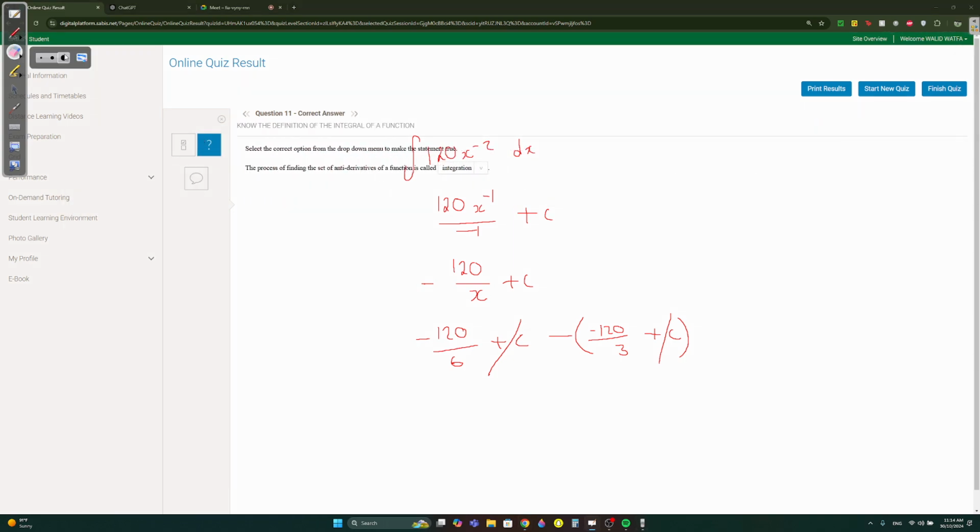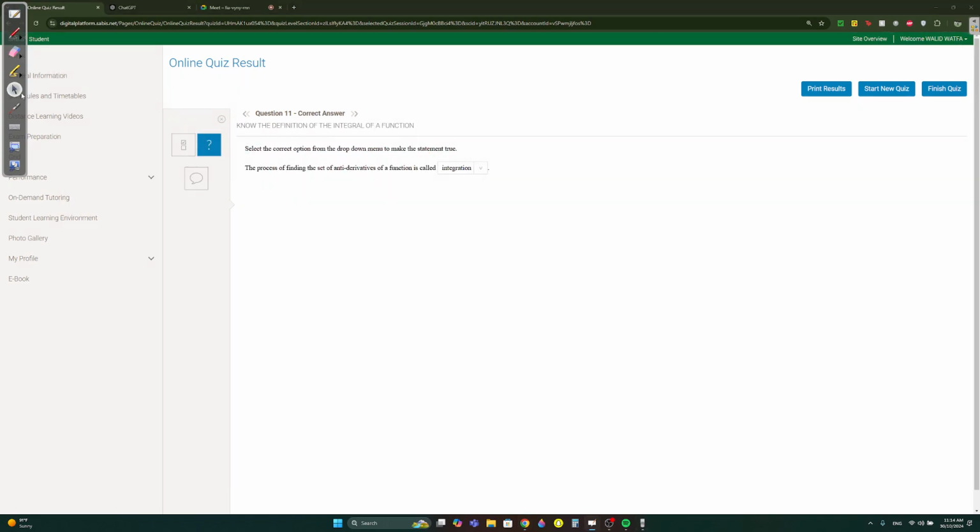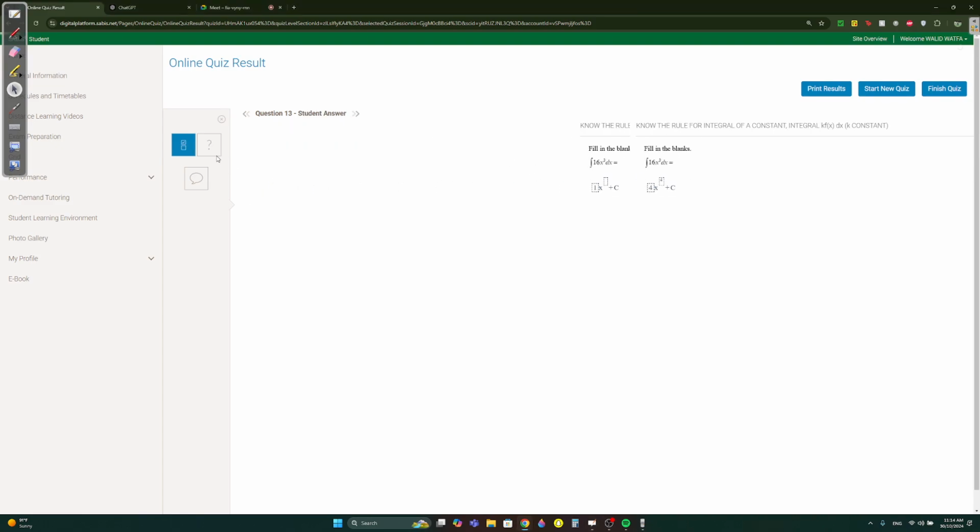Question 11. The process of finding antiderivatives is called integration. Okay, what is this question? Question 12. Integrate. Okay, very easy, guys. Integrate 16x. Take 16 to the side. x is going to become, add the power, 4, divided by the new power, 16 over 4. You get 4x to the power of 4. Remember, always add 1 to the power and divide by that new power. Obviously, plus c, but I didn't write it because it's already there.